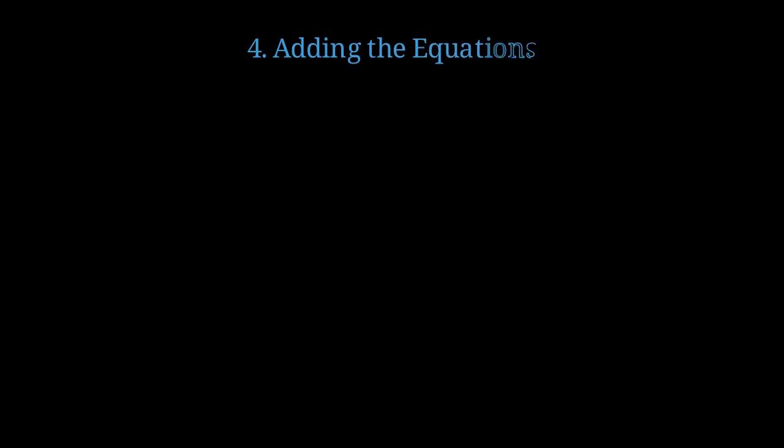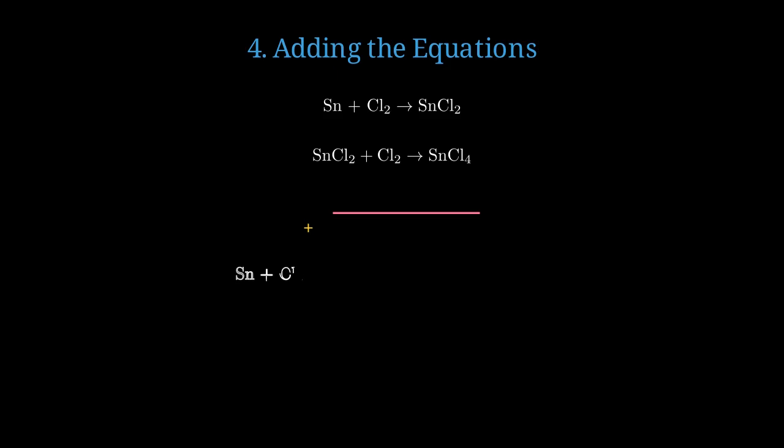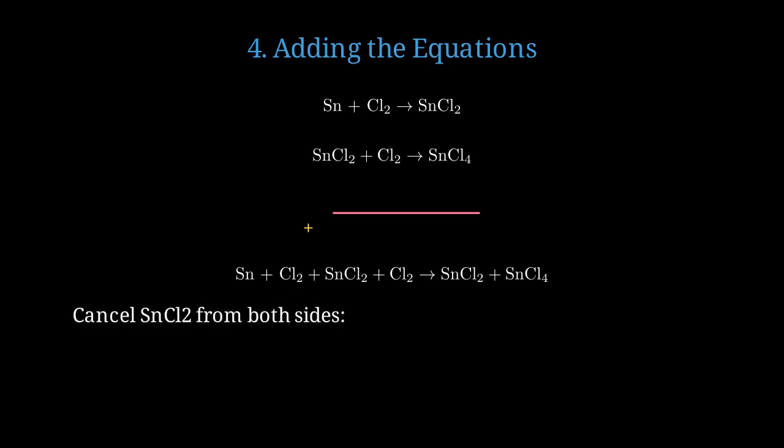Now let's add the 2 equations together to get our target reaction. We start with equation 1. Tin plus chlorine gas gives tin dichloride. Then we add equation 2. Tin dichloride plus chlorine gas gives tin tetrachloride. When we add these equations together, we get tin plus chlorine plus tin dichloride plus chlorine gives tin dichloride plus tin tetrachloride. Now we cancel tin dichloride from both sides, since it appears on both reactant and product sides.